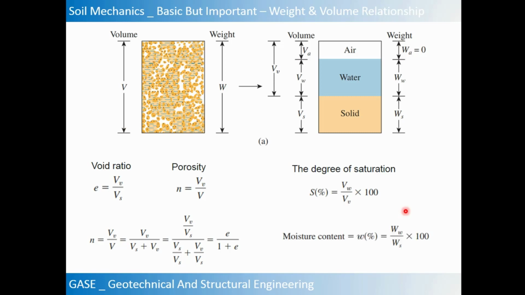So the next definition is the moisture content. Moisture content, w, is the ratio of the weight of the water to the weight of the solid soil times 100. Generally, we express the moisture content as a percentage.